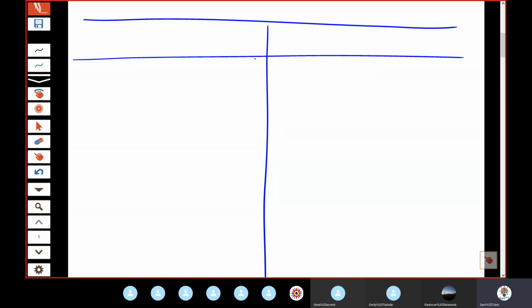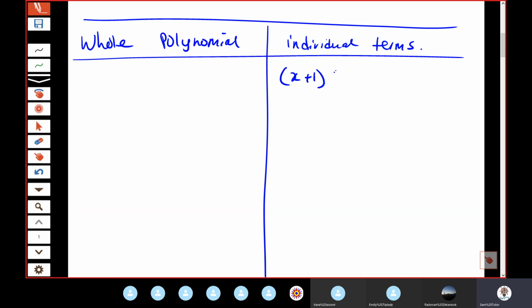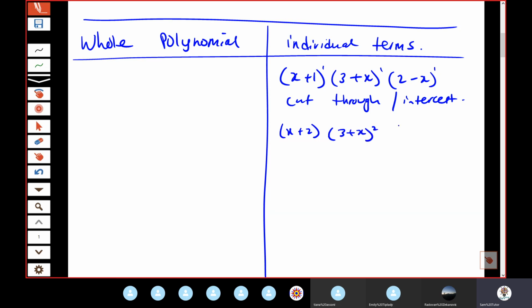So to sketch these graphs, there are two components you're looking at. You're looking at the whole polynomial or the whole graph, and you're looking at individual terms. If the individual terms are powers of 1, like x plus 1, 3 plus x, or 2 minus x, they cut through the intercept. If they are powers of 2, or powers of 4 even, they are parabolic in nature.